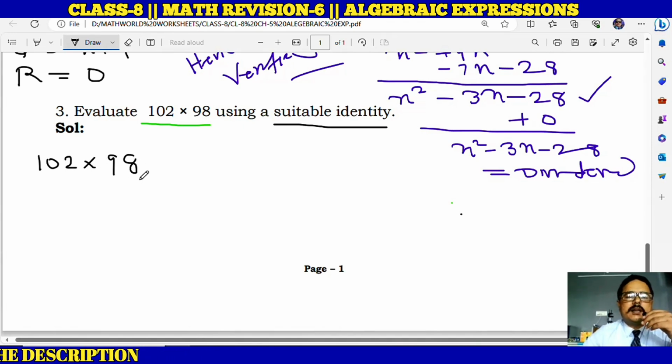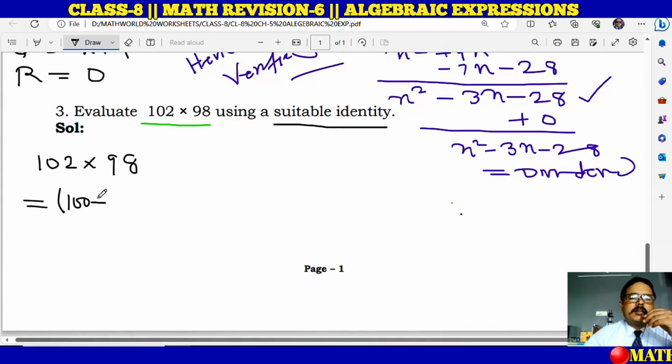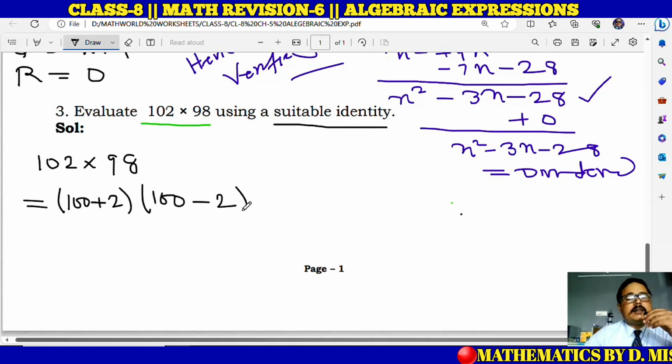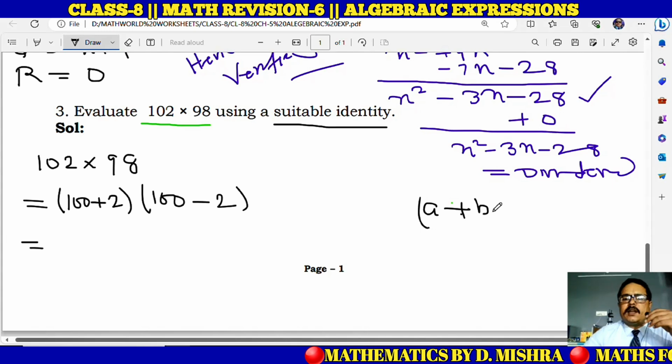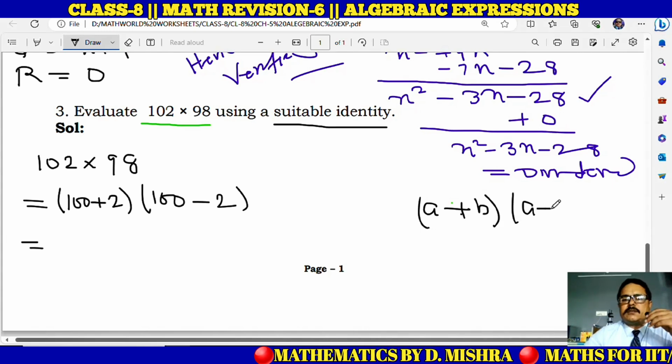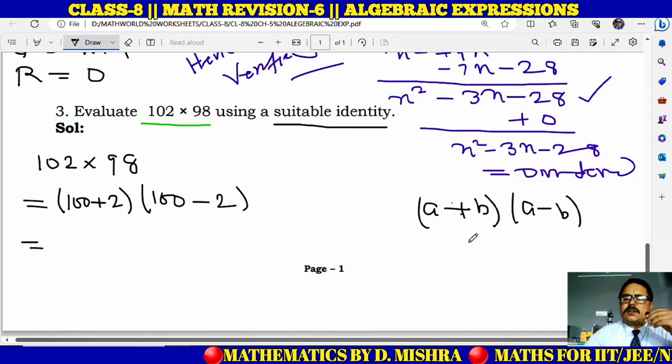Now you see on a number line, there are two numbers here, 102 and 98. Now if you think about a number line, then you will get one number from which these two numbers are at an equal distance. Can you tell me what is that number? Yes, true, that number is 100, because from 100, 102 and 98 are at an equal distance. 100 plus 2 is 102 and 100 minus 2 is 98, right? But this is in the form of what? A plus b into a minus b, and this is that suitable identity I was talking about.